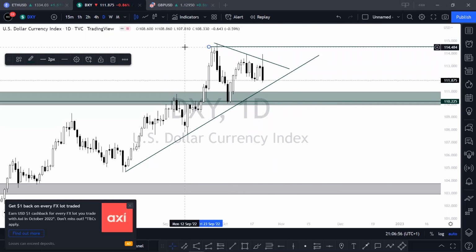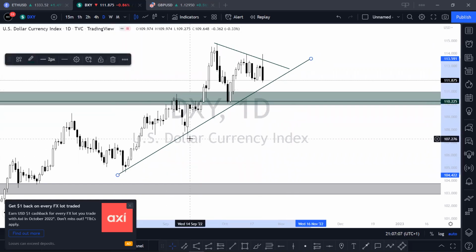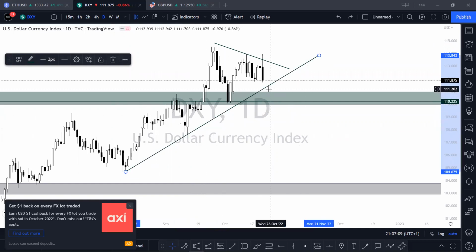Although my bias for a bullish trend for the DXY still holds, we have a trend line here, a trend line here that we're expecting price to come back to this area and retest for a continuation to the upside.